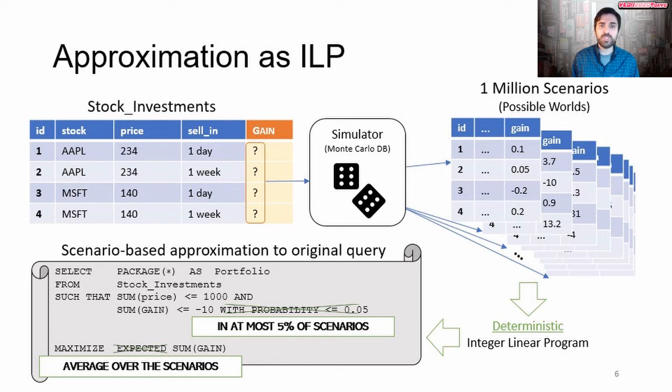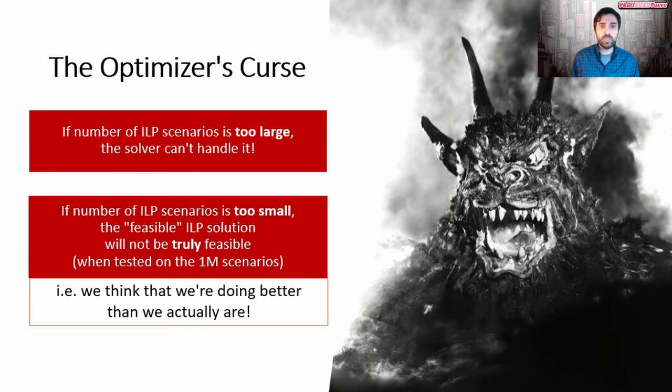Of course, it's impossible to construct an ILP containing millions of scenarios. We can only construct ILPs with many, many fewer ones, but there is a very unpleasant trade-off here. If we use too many scenarios, the solver can't handle them. If we use too few, the solver doesn't have enough information to judge the true feasibility of the solutions, and it will produce results that are in reality infeasible, meaning our portfolios will be too risky. To solve this issue, the system implements two algorithms, a naive state-of-the-art approach and our better approach called summary search, which appeared in SIGMOD this year.